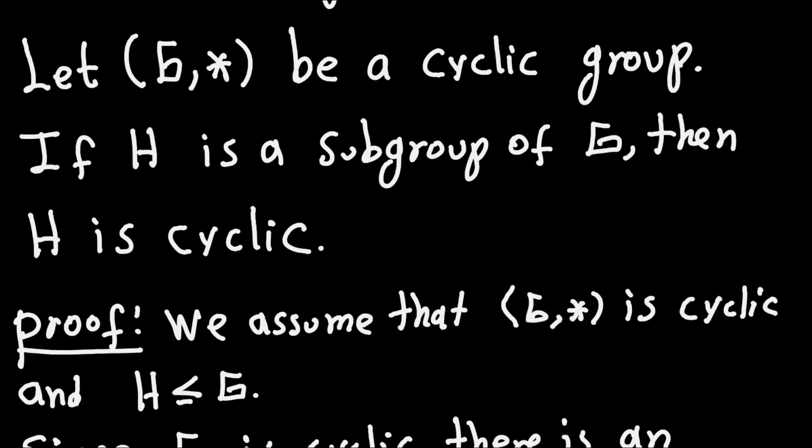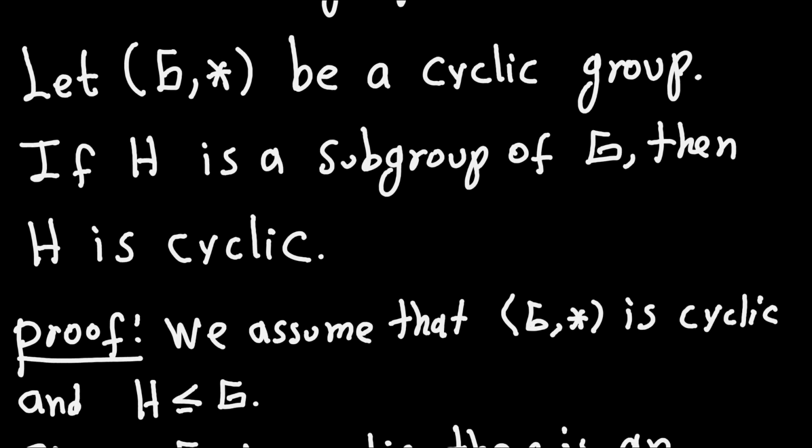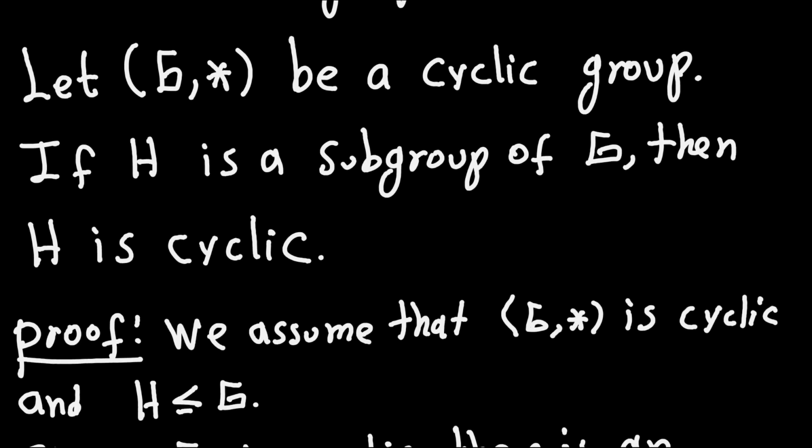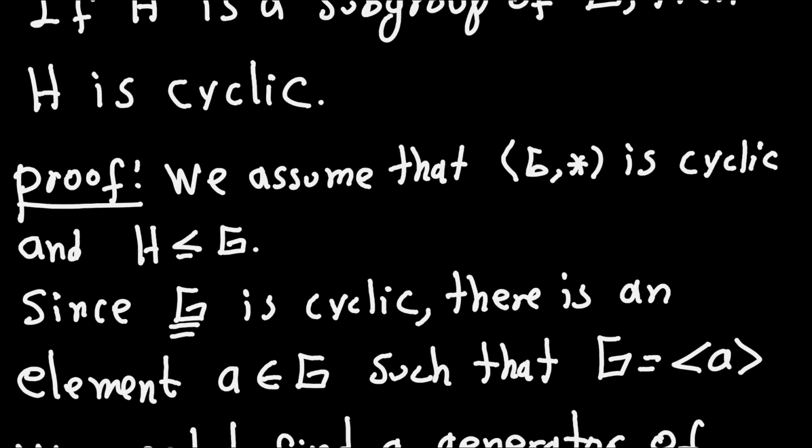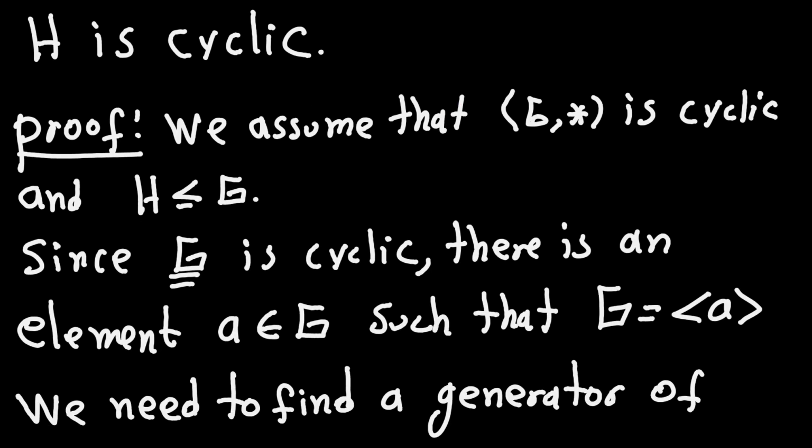Now, one of the things I want to mention before we go on with the proof is that the main part of the reasoning of the proof will be finding what is the generator for H. So once we know we have a generator for G because we know it's cyclic, we're gonna extract or try to get the generator for H. All right, so let's go over the proof. So we're gonna assume that G is cyclic and that H is a subgroup of G. That's just the general hypothesis.